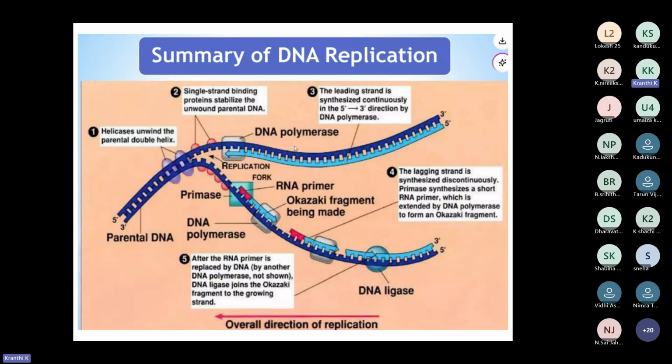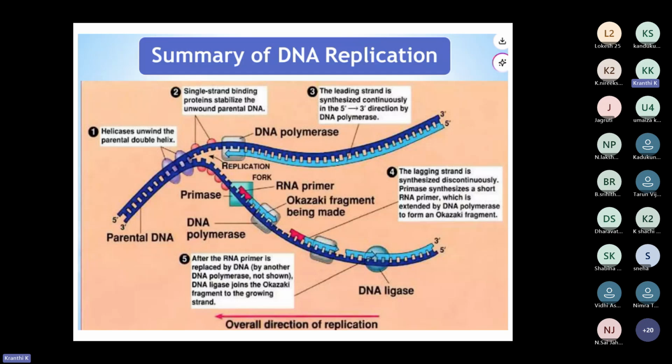Okay. Then later DNA polymerase. So DNA polymerase attaches here and this side also, to add the new nucleotides. The leading strand is synthesized continuously in the 5' to 3' direction by DNA polymerase. So this is the 5' to 3' direction. This is where the DNA polymerase attaches. As it moves continuously, the nucleotides are added.